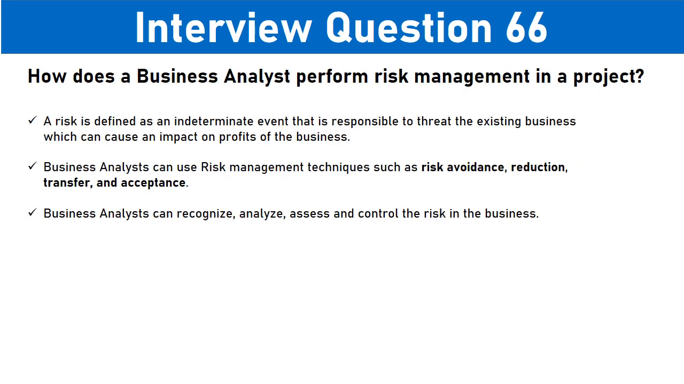Interview question 66. How does a business analyst perform risk management in a project? A risk is defined as an indeterminate event that is responsible to threaten the existing business, which can cause an impact on profits of the business. Business analysts can use risk management techniques such as risk avoidance, reduction, transfer, and acceptance. Business analysts can recognize, analyze, assess and control the risk in the business.